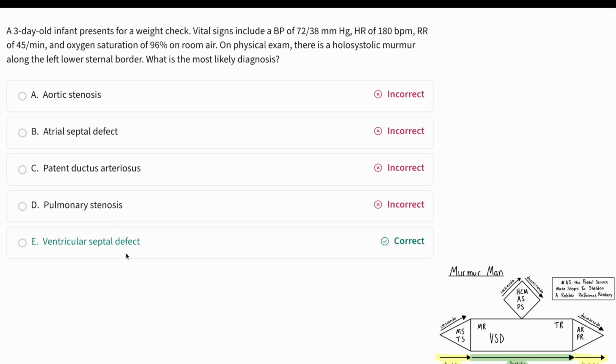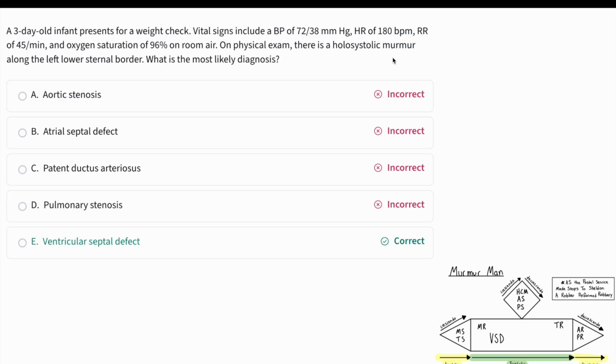Okay, so another example here is a 3-day-old infant presenting for a weight check. Now, right off the bat, 3 days old, we can most likely think of congenital abnormalities, although valvular abnormalities are still common. The congenital list, now we're queuing into that. On physical exam, there is a holosystolic murmur along the left lower sternal border.